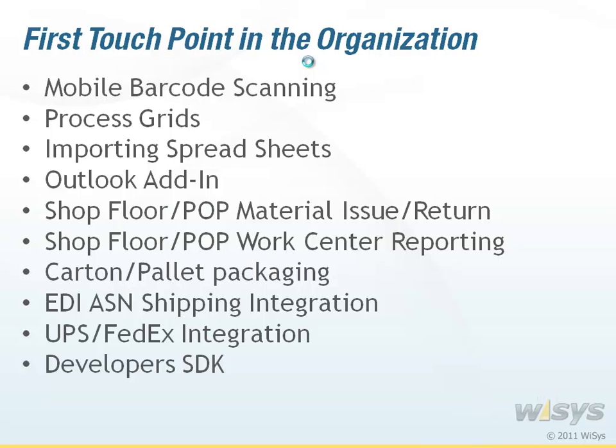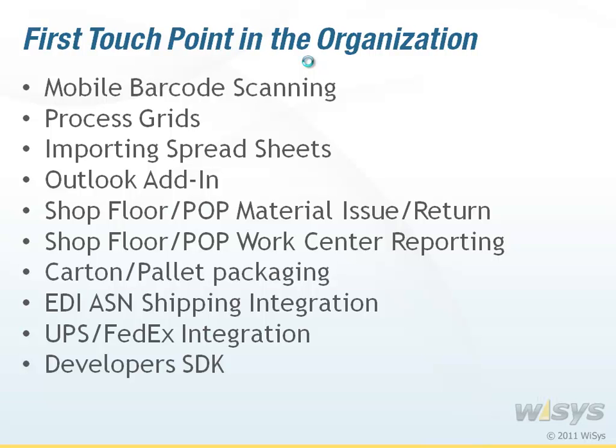First, starting with mobile barcode scanning, using Windows CE mobile devices with integrated barcode scanners. We have a product called Pocket ES that resides on the handhelds. Second, using process grids. Process grids are a nice process that we put within Agility, and I'll show you what this looks like in the demo here.